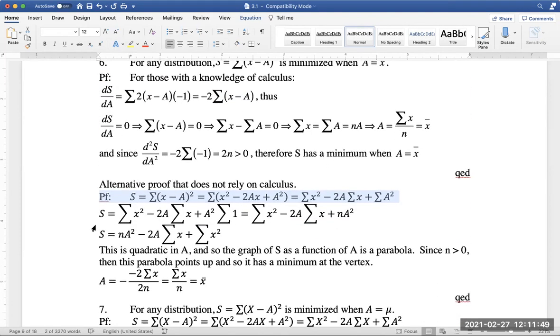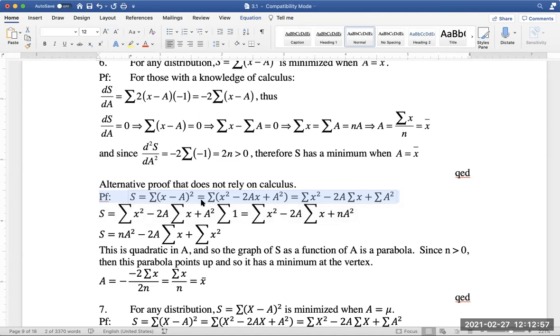First off, I have that S is equal to the sum of (X minus A) squared. I know from elementary algebra, from junior high, the perfect square trinomial formula, one of the special product formulas. When they taught this to me in junior high, they said that I would always need to know this. Well, today is the day. So (X minus A) squared is X squared minus 2AX plus A squared.